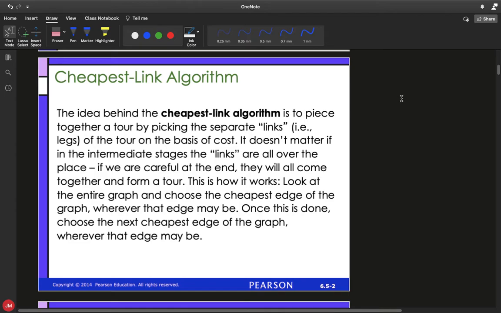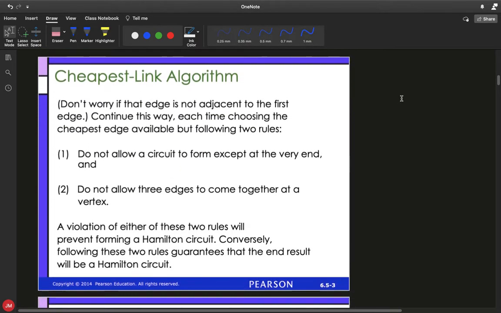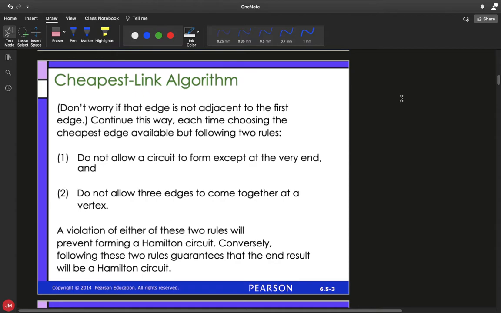So, to talk you through this, there are two rules which are going to be super important, definitely things that you need to have written down in your section of the notes for cheapest link. The two rules are this. Number one, we are not going to allow a circuit to form until the very end. If we allow a circuit to form before the end of our route, then it's not going to be possible to create a proper tour, and it's not going to be ideal for us. So that's the first thing: we're always going to avoid creating circuits until the very end.